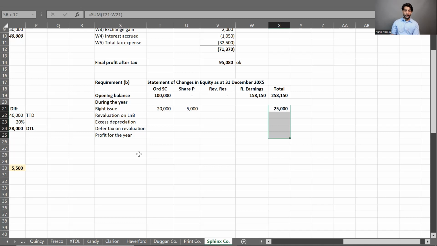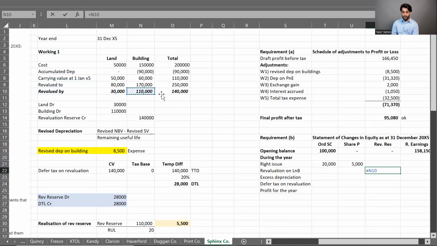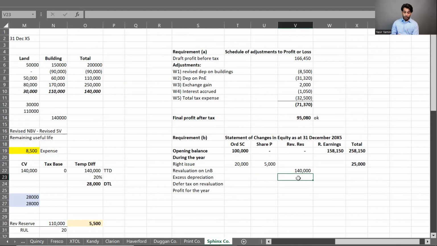Then we had some revaluation on land and buildings during the year. Can anybody recall what the revaluation done on land and buildings was? Why recall? We have done it in workings. Just move your arrow keys, and there you have it. The total revaluation that we did was 140,000. So this goes onto revaluation reserve.